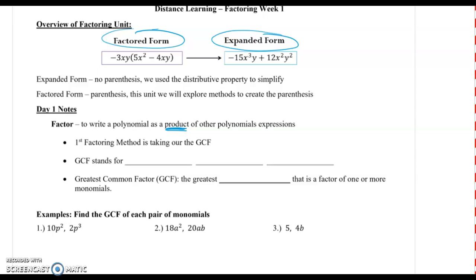Like I said, there's a bunch of different types of factoring, but GCF is going to be the first thing that we're looking at. GCF stands for the greatest common factor. The greatest common factor is the greatest term that is a factor of one or more monomials.